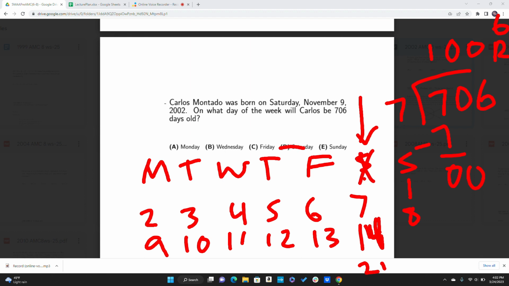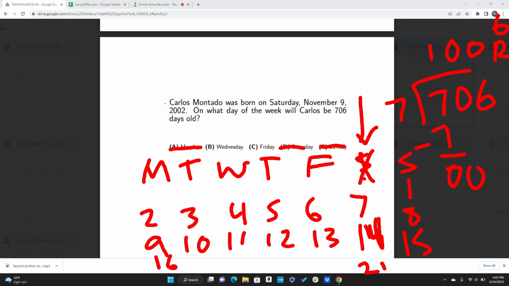Okay, on Sunday, he's always one more than a multiple of 7 days old, right? 1 is 1 more than 0, 8 is 1 more than 7, next time he'll be 15, that's 1 more than 14. So on Sundays, he's always 1 more than a multiple of 7, and we want 6 more than a multiple of 7. Okay, Monday, he's 2 more than a multiple of 7 days old, right? 2 is 2 more than 0, 9 is 2 more than 7, 16 is 2 more than 14, so Monday doesn't work either.